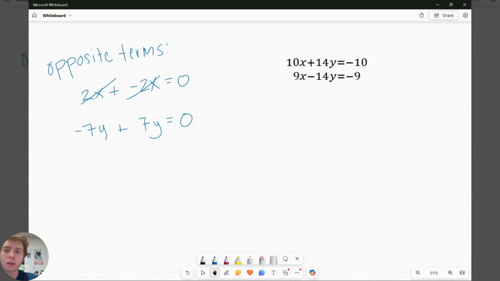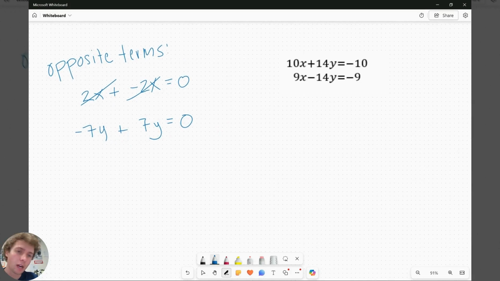Well, that helps us out if we're solving a system, because if I have opposite terms, for example, 14y and negative 14y, I see that they're the same term, just with different signs. Well, what I can do then is add these equations together. We said that opposite terms always cancel, they go to 0, so the y's are now eliminated. Hence why this is called solving by elimination.